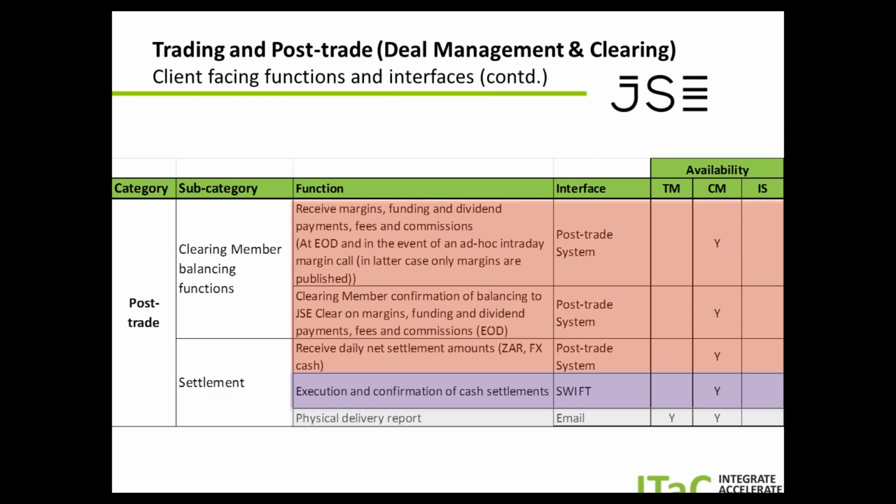You said there was a hotline that went out this morning. It was actually on the 15th of March. And the document is sitting on the ITaC page on the JSE website. Okay, great stuff. Thanks, Trudy.